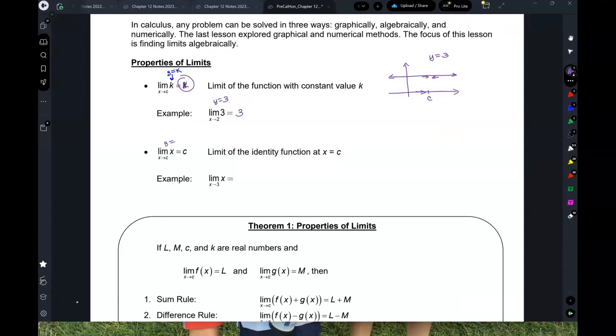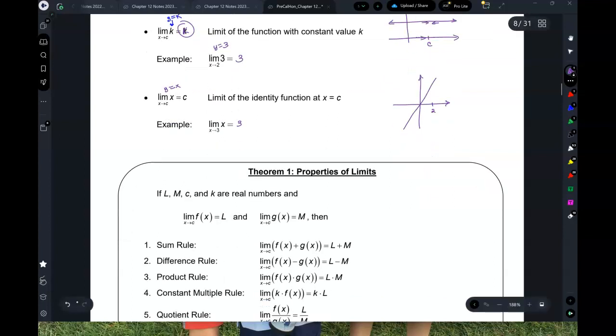Now, how about if you have the limit as x approaches c of x? This time your function is y equals x, and we know exactly what that looks like. That's the identity function, as we call it. And as x approaches, let's say 2, where is y approaching? 2. And as x approaches negative 53, y is approaching negative 53. And as x approaches 3, the limit will be 3. Those are clear as day.